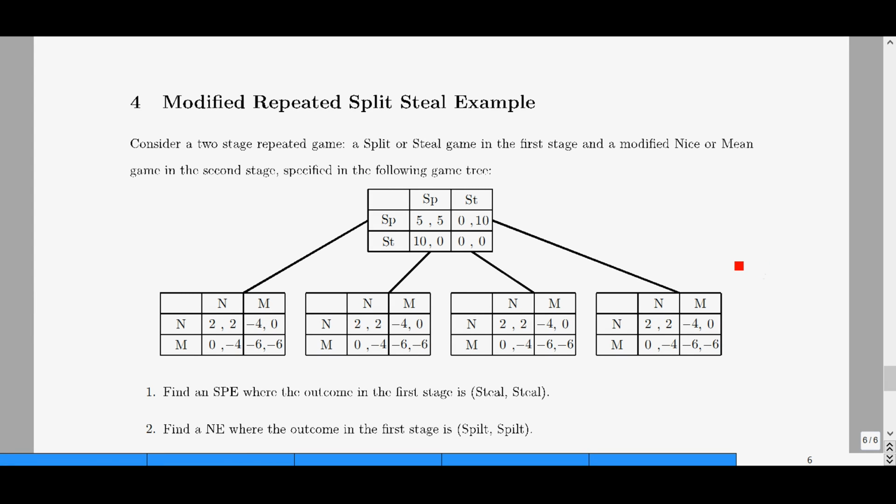This is the repeated split or steal example. Many people are still confused about what the minimax payoff is, so I will spend time to explain this again. The main idea for minimax payoff is how you want to punish the other guy. If you punish the other guy, they will try to do the best out of the worst situation. So no matter what you do, the other guy will always best respond. That's where the minimax comes from.